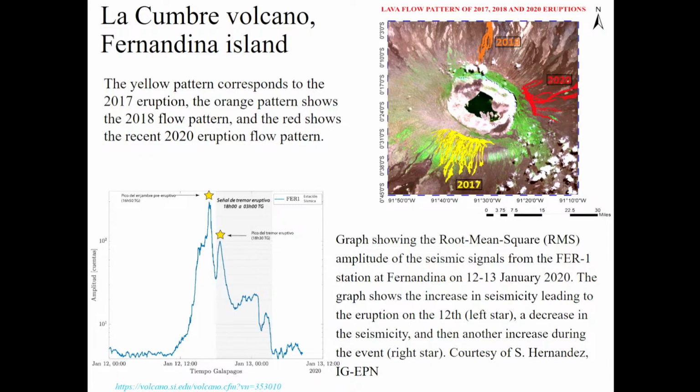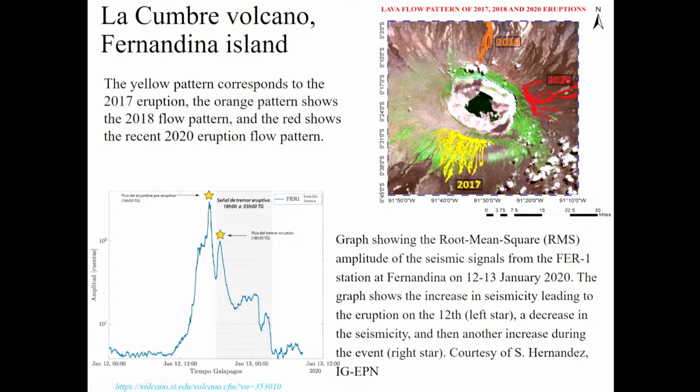When we carried out a study particularly for the La Cumbre volcano, here you can see that recently also it had erupted, but we are mainly focusing on the three eruptions which were there in 2017, 2018 and 2020. Particularly for 2020 only, we carried out the InSAR based analysis.